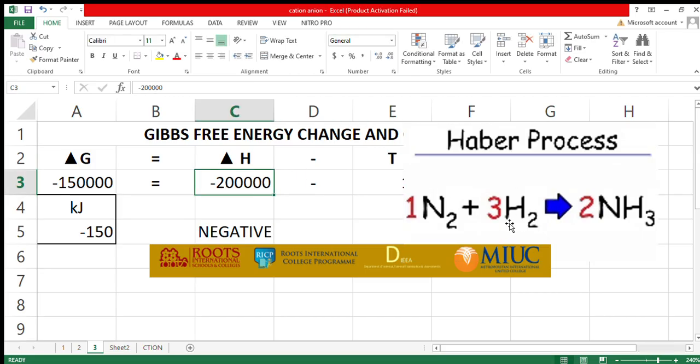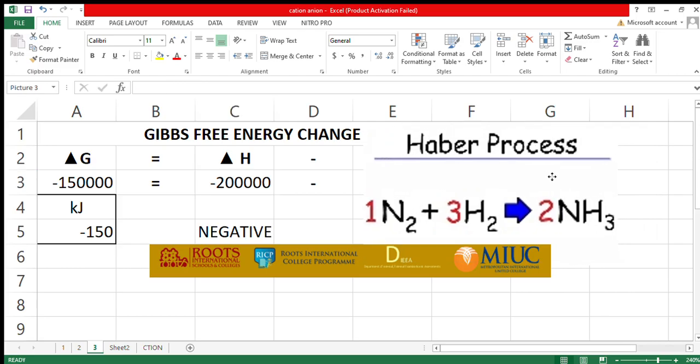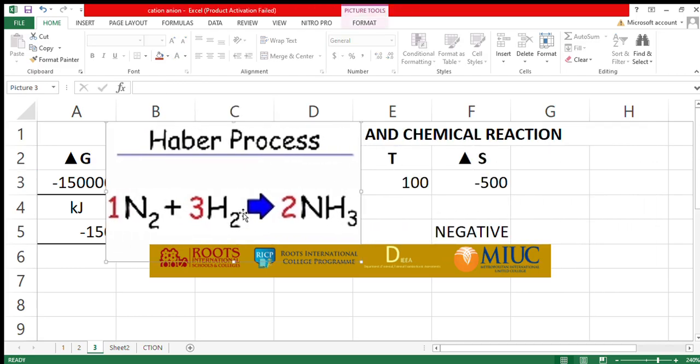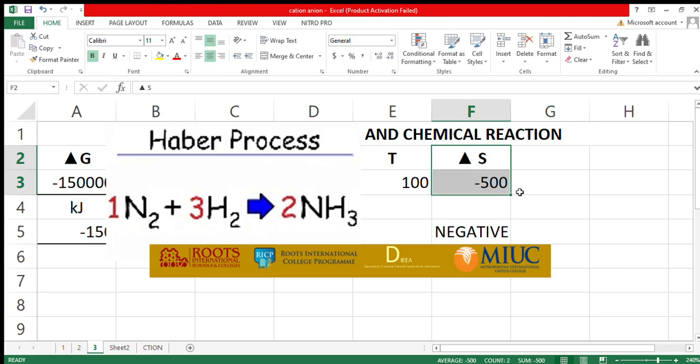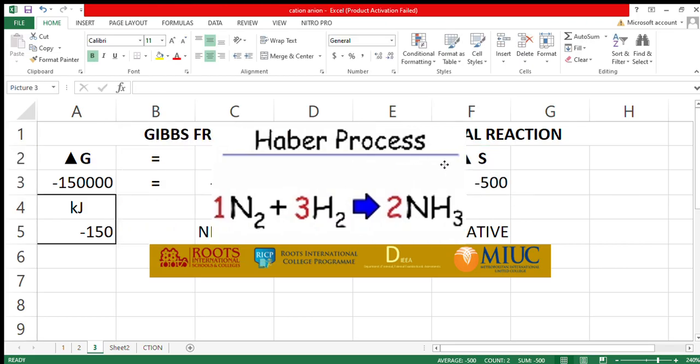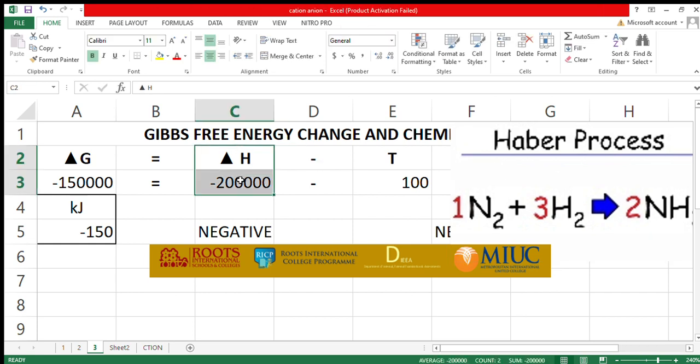As we know, particularly in the Haber process, 1 mole of nitrogen reacts with 3 moles of hydrogen to make 2 moles of ammonia, and the forward reaction is exothermic. At the same time, we see there is a decrease in the moles of gas. There are 4 moles of gases on the reactant side, but only 2 moles of gases on the product side. So there is a net drop in entropy. So entropy change is minus, while the enthalpy change is also minus.